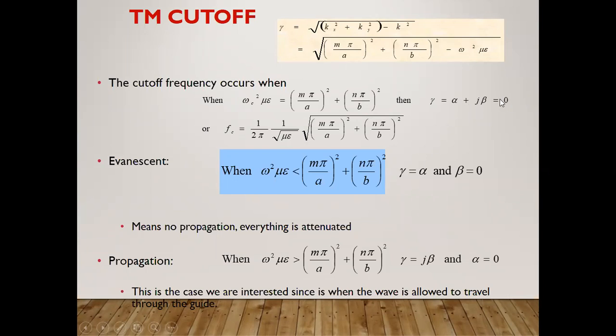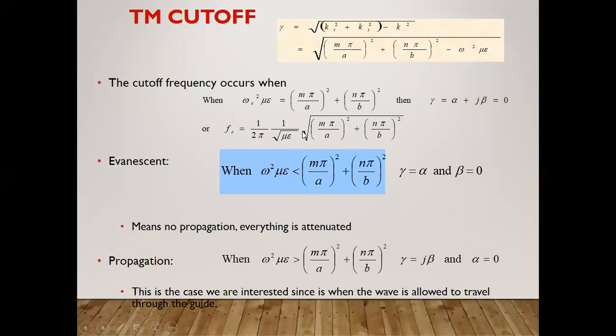If this term is 0, then by removing this root term, you can square both sides and calculate omega c square, which is nothing but an expression in mu, epsilon and other parameters. Likewise, the cutoff frequency will be 1 by 2 pi, substituting the value of omega. Omega is nothing but 1 by root of mu epsilon.